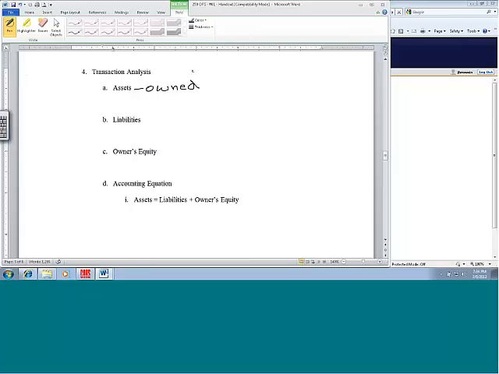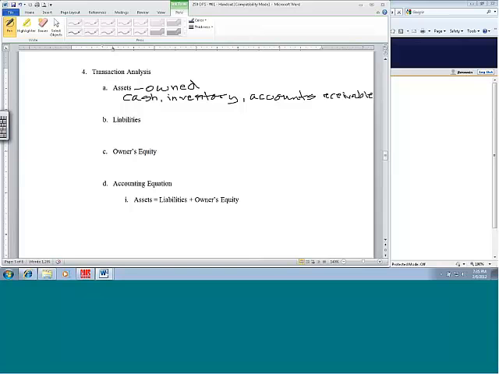And that can include any number of things. So assets are things like cash or inventory, or accounts receivable, anything that the company owns. So those are a few examples of assets.